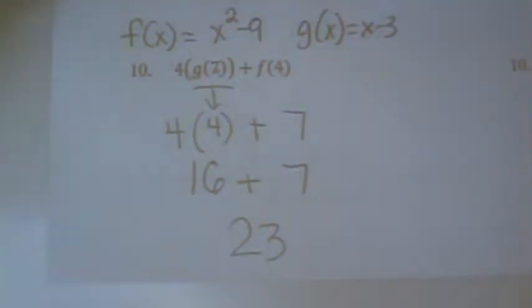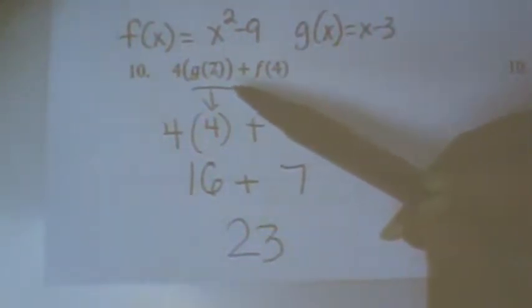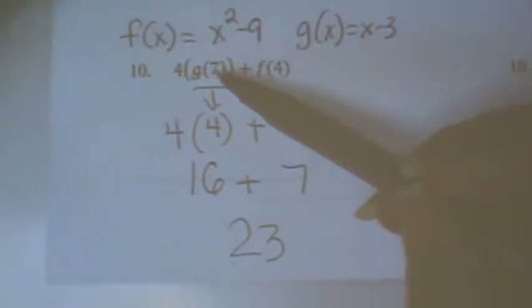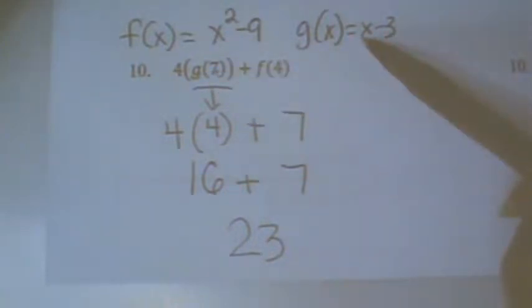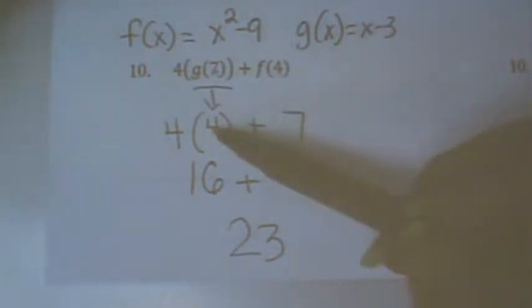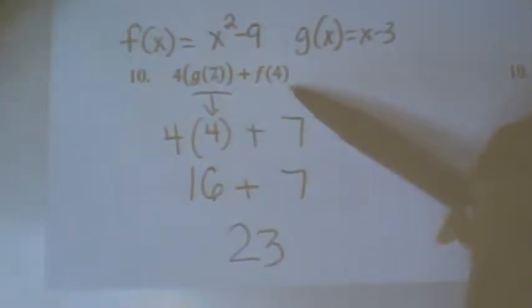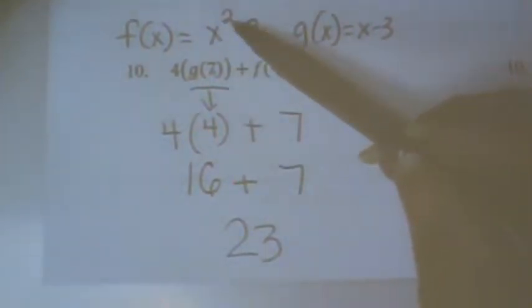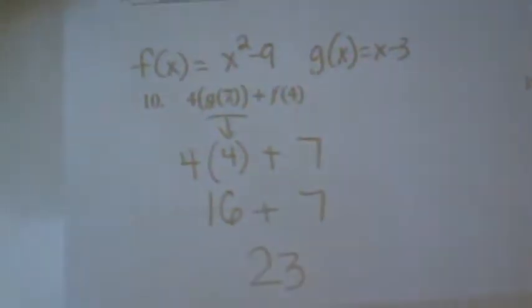Easy? Yes. You did it kind of fast, so I was like, do it again? I was just trying to see what. I'll do it again. 7 goes into the g function. So 7 minus 3 is 4. 4 times 4 is 16. And 4 into the f function. 4 squared is 16. 16 minus 9 is 7. So you get it? Okay. Back side.